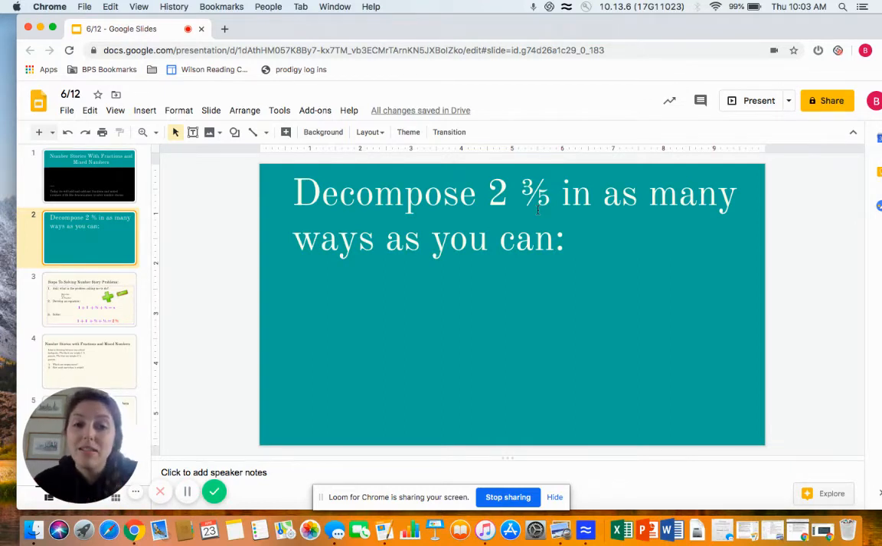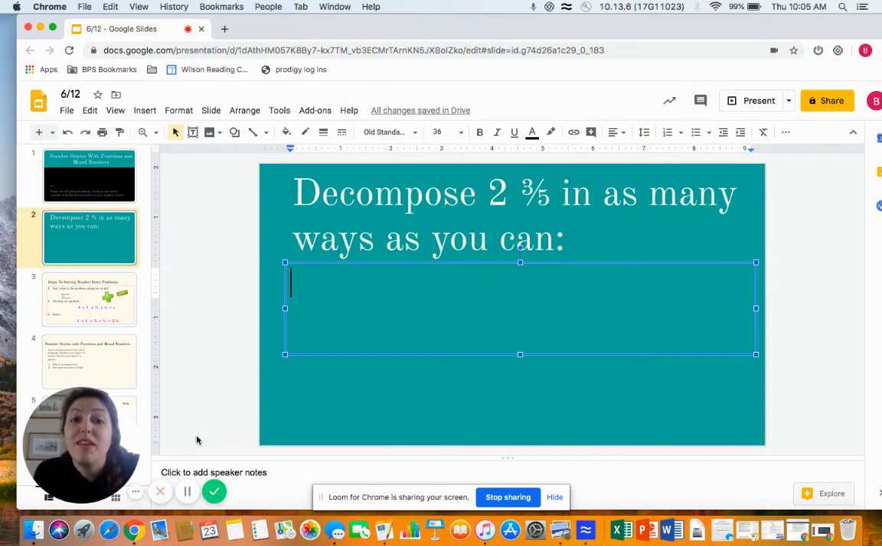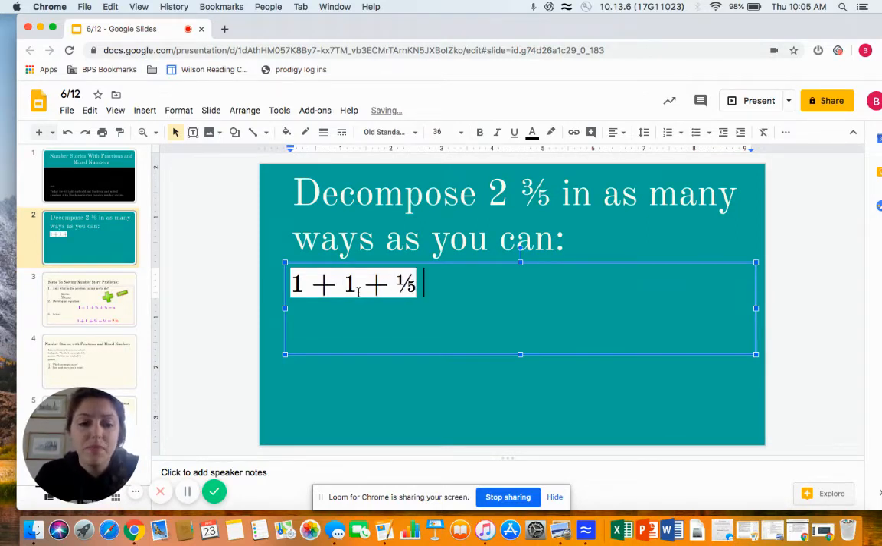Take a minute, pause the video here, and decompose 2 3/5 in as many ways as you can. Welcome back. So I'm sure there's a few different ways that you were thinking of decomposing 2 3/5. A few that I was thinking of was I could have broke it down like this. I could have started with breaking down my wholes, 1 plus 1, and then I could break down 3/5 into its unit fractions, like this. That's one way I could have decomposed 2 3/5.